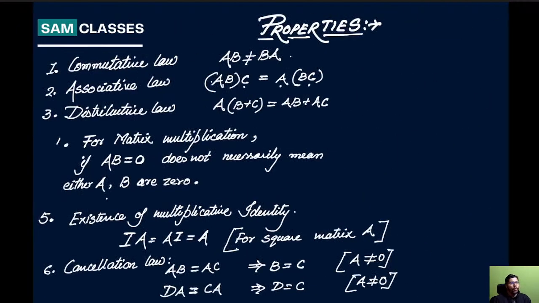Properties. What are the properties? Once it is done, coming to the next, the properties. So a lot of properties are there. Basic ones we all know. What are these? Commutative.